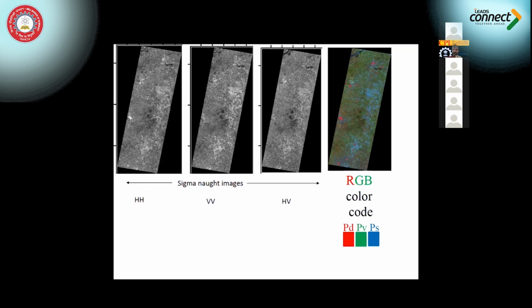Whether you are looking at forest applications, urban sprawl, urban damages, flood monitoring, or crop damages, several applications are there based on this scattering interpretation. So this presentation will focus on how we understand and extract the scattering information, and then how to interpret it for particular targets.